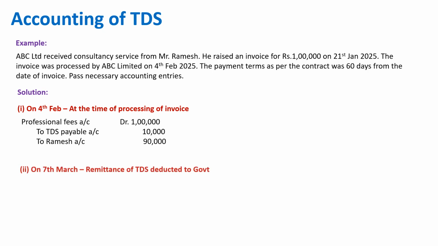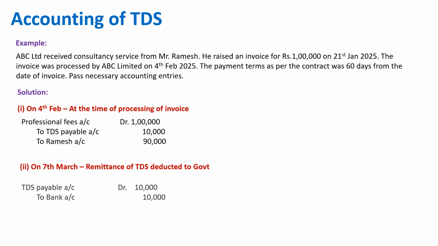Now, as you have deducted this TDS, what are you going to do now? You have to remit it to the government. And what is the due date? If it is deducted in the month of February, the due date is 7th of March. Okay. So on 7th of March, when you're remitting this money to the government, the accounting entry is TDS payable account 10,000 to bank account 10,000. So you had a credit balance of 10,000 when you processed the invoice, and now after making payment, the TDS payable account will be nullified. That means there will be no balance outstanding in the TDS payable account, because you're paying everything to the government.